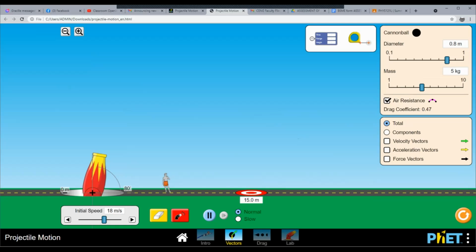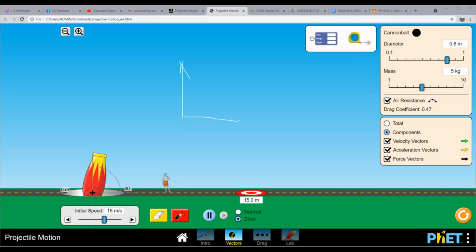Let's go to the vectors. Let me show first in slow motion. So we are going to show the components, the velocity vector, the acceleration vector, and the force vectors. Okay, when the one that I have shared a while ago regarding the vectors, ito yung tinatawag nating vectors. Vertical, horizontal. So kung meron kang acceleration, may components yan. Okay?